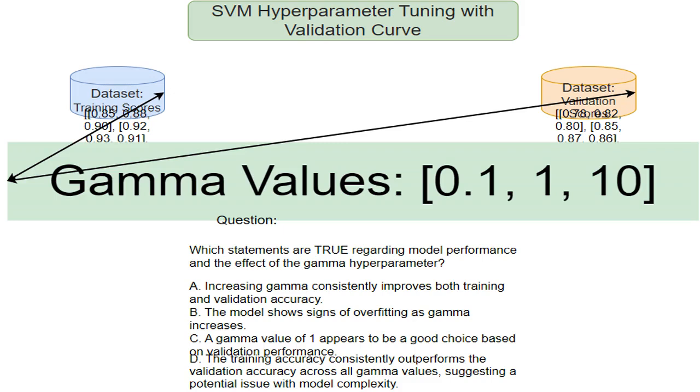These are the different values of the gamma hyperparameter used in the SVM. Gamma controls the influence of each data point. Higher gamma values lead to more complex decision boundaries.